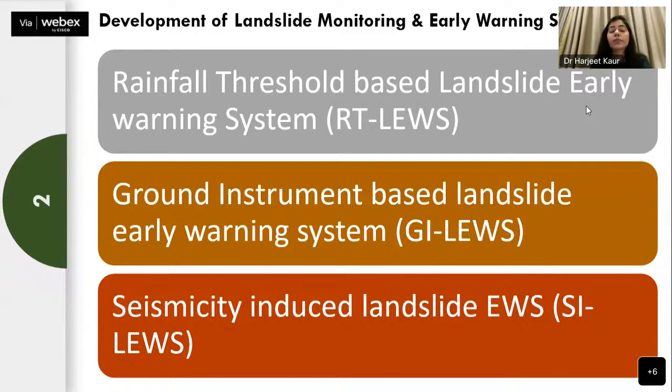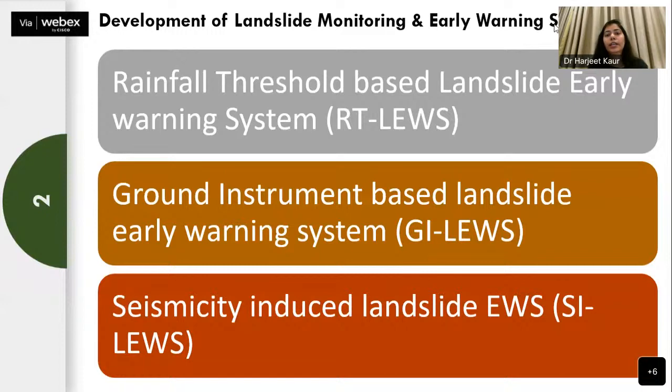इसीलिए हम ये recommendation करते हैं कि we should come up with some rainfall threshold based landslide early warning system and obviously we need some ground instrument based landslide early warning system. अब इसमें बहुत सारी universities ने एक sensor based भी किया, लेकिन sensor based early warning system तभी आप कह सकते हैं कि सफल है अगर हमें slope stability पता हो और slope के movement, जैसे landslide का, हम example लेते हैं, ठीक है.